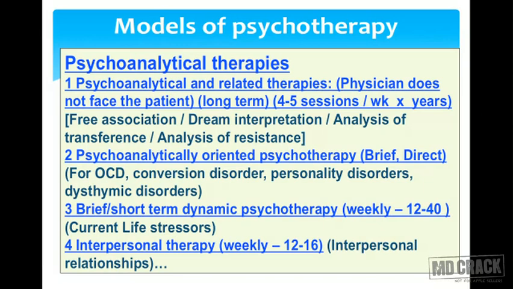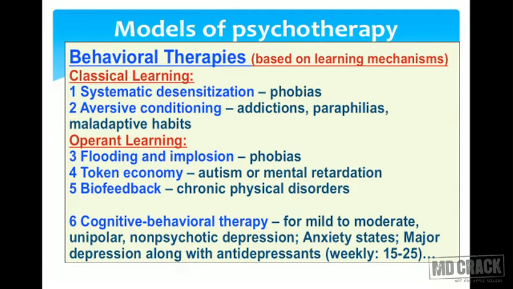The third one, brief or short-term dynamic psychotherapy, is weekly, lasting about 12 to 40 weeks, just to deal with the current life-stressing situations. And the last one, interpersonal therapy, is one session weekly lasting 12 to 16 weeks, and it is specifically to deal with interpersonal relationships. So that's about the psychoanalytical therapies.